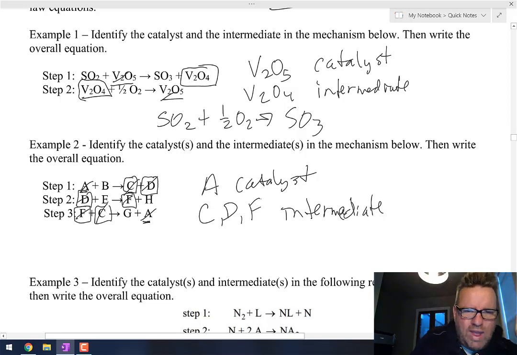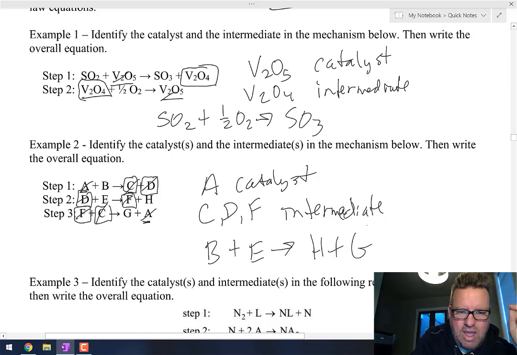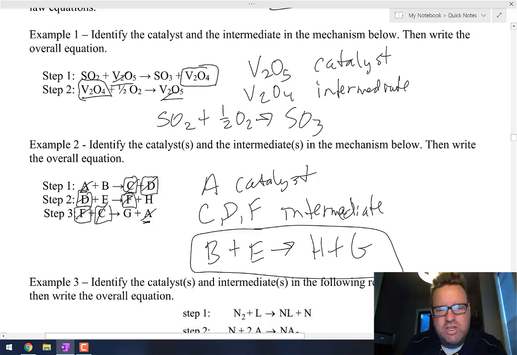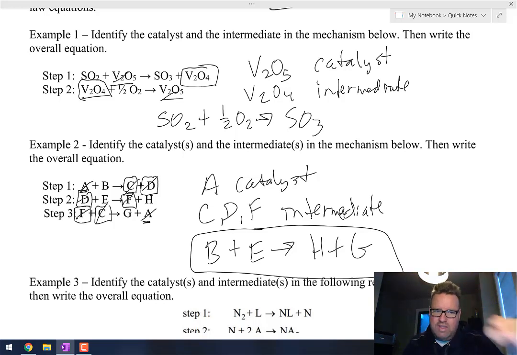So overall, what do we have left? Not much. If you think about it, this reaction mechanism isn't even close to the overall equation. The overall equation would just be B plus E makes H and G. See how when you write an overall chemical equation, you're missing so much? All you see is what I started with and what I ended with, whereas a reaction mechanism really shows you the whole thing. Step 1, this happens. Step 2, this happens, etc.